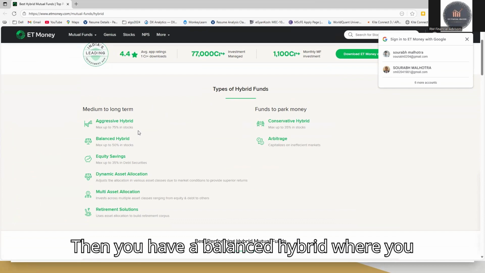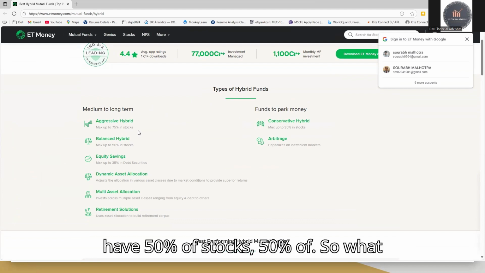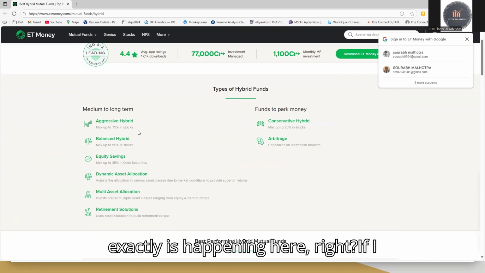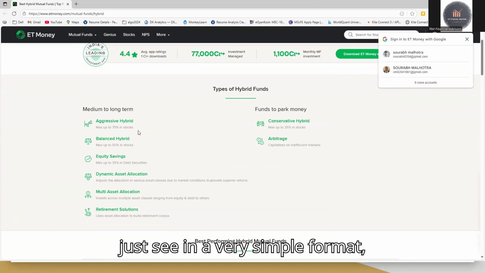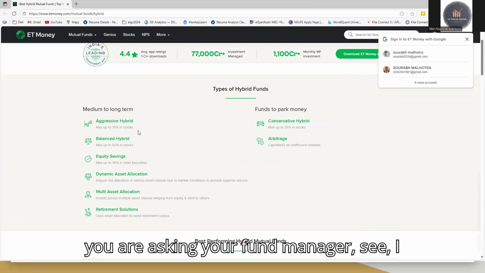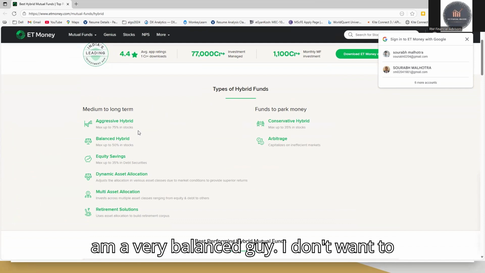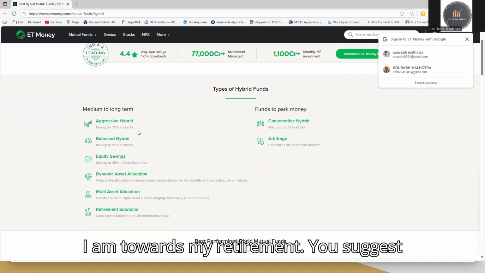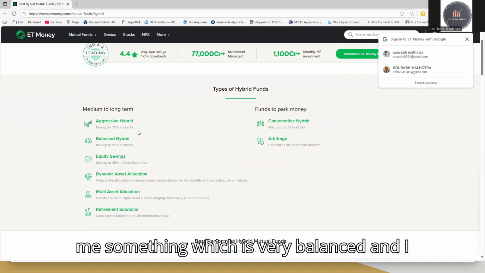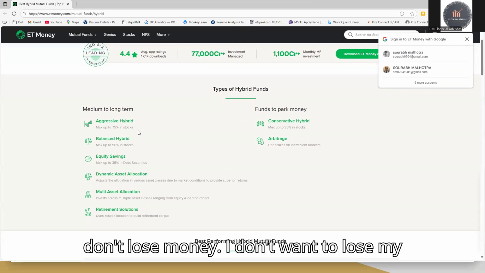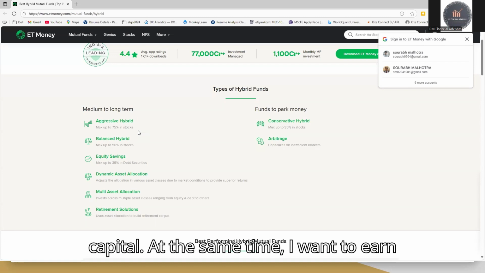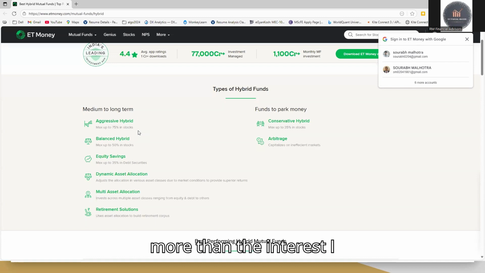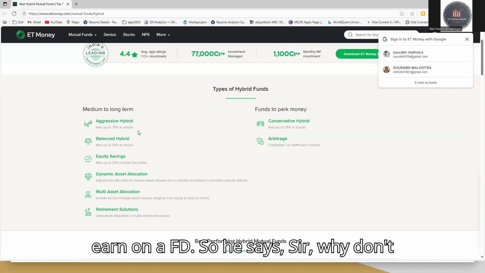Then you have a balanced hybrid where you have 50% of stocks, 50% of bonds. So what exactly is happening here, right? If I just see in a very simple format, you are asking your fund manager, see, I am a very balanced guy. I don't want to take a risk. I have earned the money and I am towards my retirement. You suggest me something which is very balanced and I don't lose money. I don't want to lose my capital. At the same time, I want to earn more than the interest I earn on a FD.